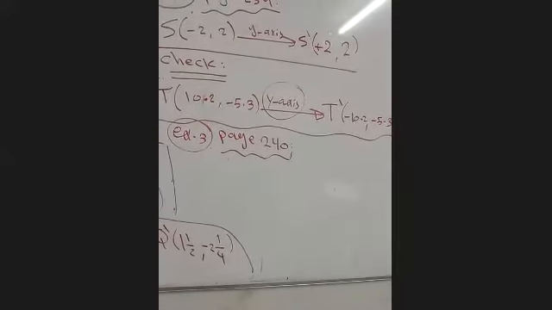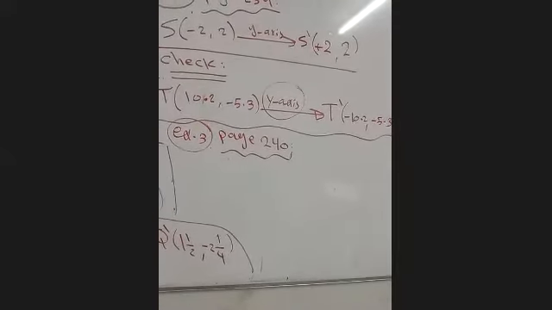What's M? Negative 2 and 1 over 3, and negative 1. What's M prime? 2 and 1 over 3, and negative 1.